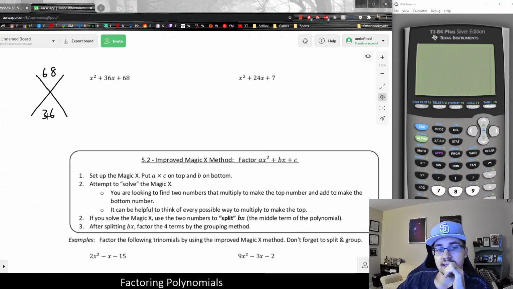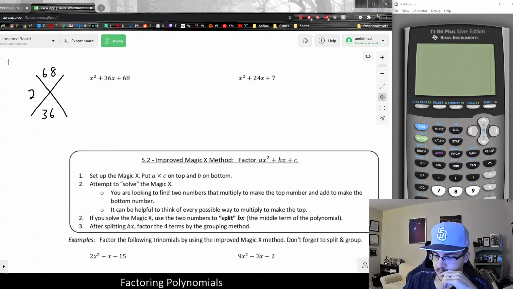And now my goal is to think about how do I multiply to get 68 while simultaneously adding to get 36. And when the number on the bottom is bigger, that means those numbers are going to be further apart. A common way of factoring this might be 4 times, what's kind of an awkward number, 4 times 17, I guess. But notice that that does not add up to 36. That's not going to work. But actually 2 times 34 is going to work.